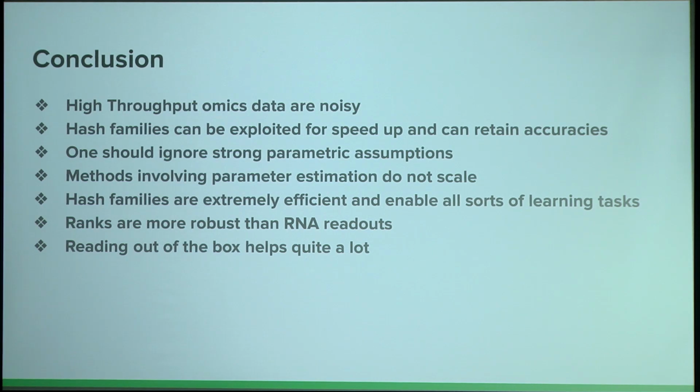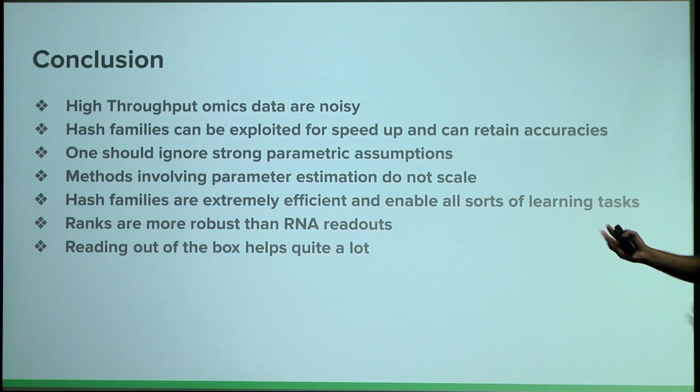Finally, high throughput omics data are noisy. Hash families are great friends if you can use them, if you understand them. They're simple, like plus, minus, multiplication, and division. Very simple. You will all understand if you are applying them. If you get into the convergence proofs and the guarantees and the bounds, they will become a bit difficult. Not that difficult too. With class 12 mathematics, you'll understand this. One should ignore strong parametric assumptions for dealing with noisy data, just like single cell data. And ranks are more robust. We have shown that in the last description of the differential expressions.